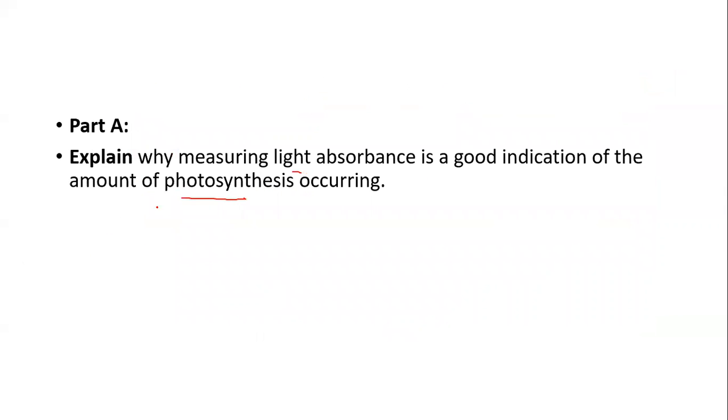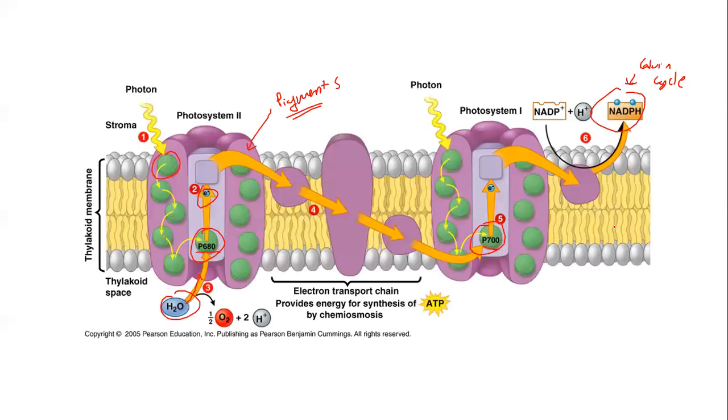So the best and simplest answer for this would be, why is measuring light a good indication of the amount of photosynthesis occurring? Again, the more light absorbed is going to have an increase in the light reactions, which will eventually increase the Calvin cycle. So something along those lines, as long as you're mentioning that you understand that the more light absorbed, the more efficient it's going to be at doing the light reaction.